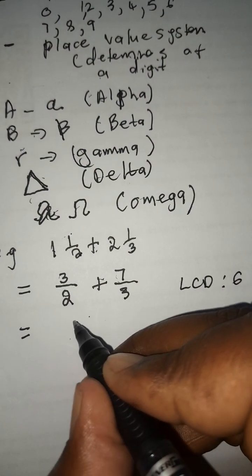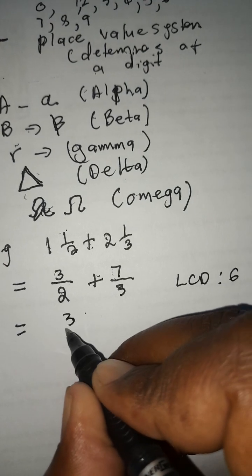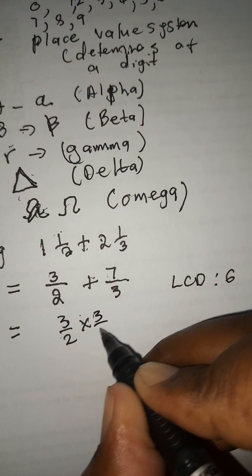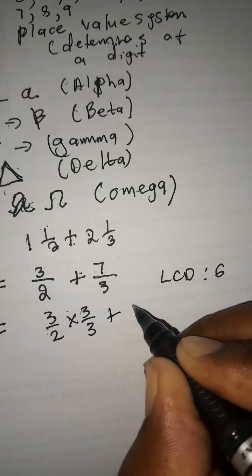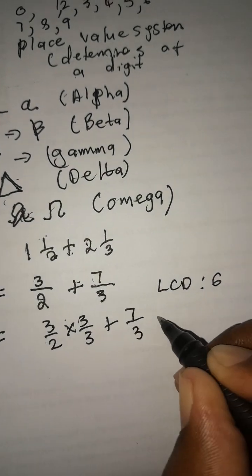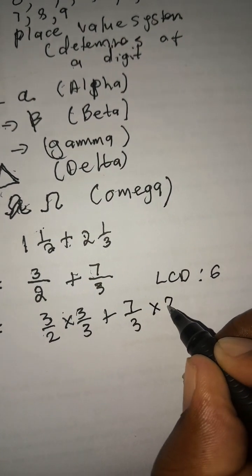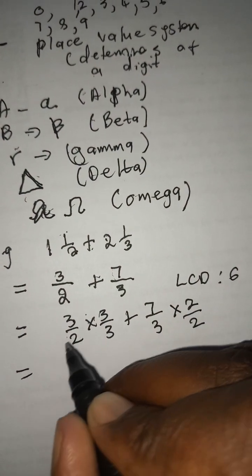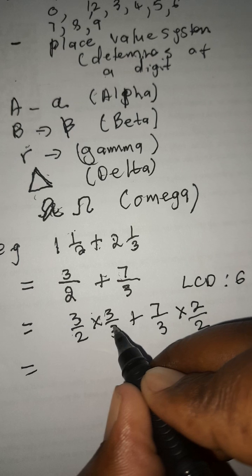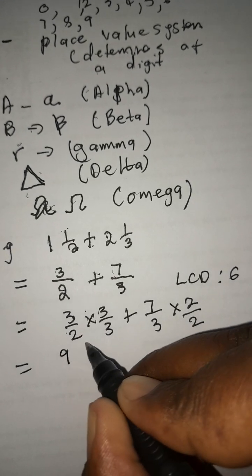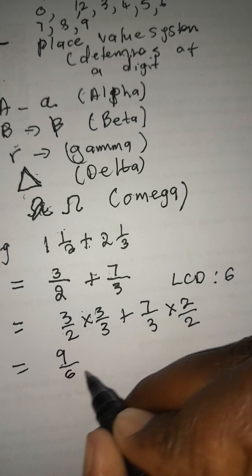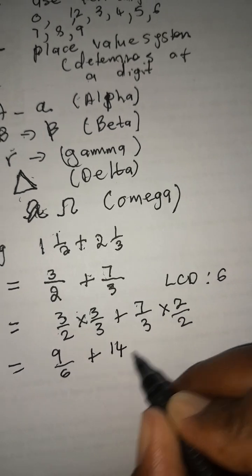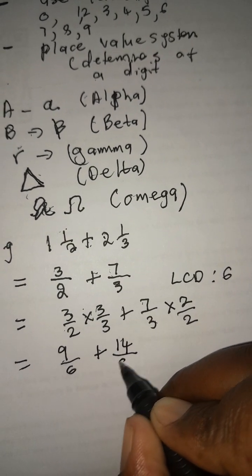I am going to say 3 all over 2. For me to make it to 6, I'll multiply by 3, the numerator and the denominator. Similarly, for the other fraction to make it to 6, I'll multiply the numerator and the denominator by 2. So what am I having? I'm having 3 times 3, which is 9, and 2 times 3, which is 6. I'm also having 7 times 2, which is 14, and 3 times 2, which is 6.